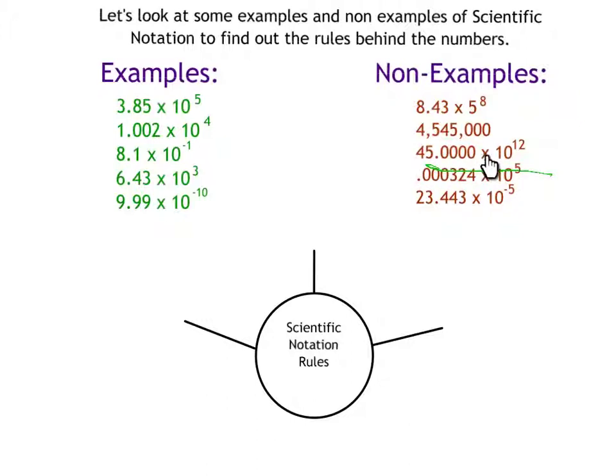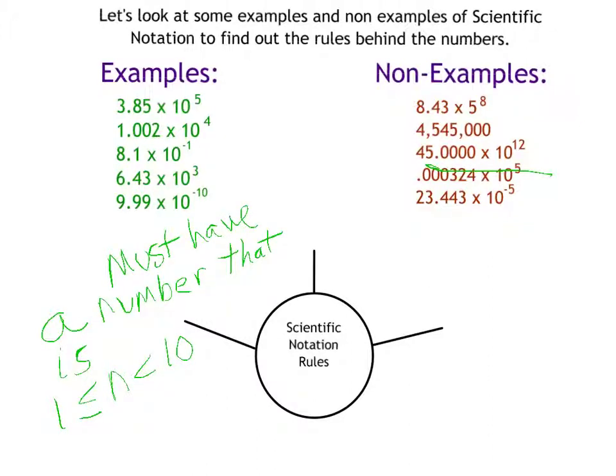Here, we do have a times sign and a 10 and a 12, but look at this number is 45. It's bigger than 10, okay? And this number is, whoa, way smaller. It does not have a number in the ones place. This has a number in the tens place. We want the ones place only. So this one doesn't work. Same thing here, okay? So let's write the rules for scientific notation.